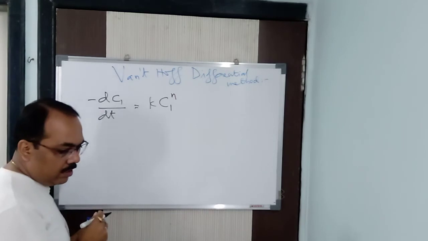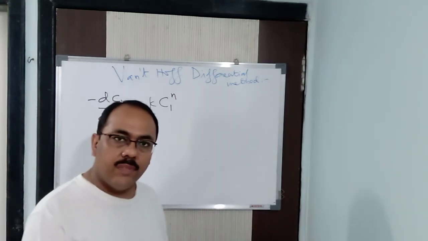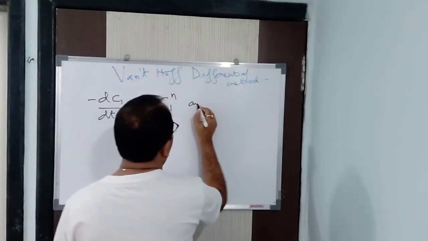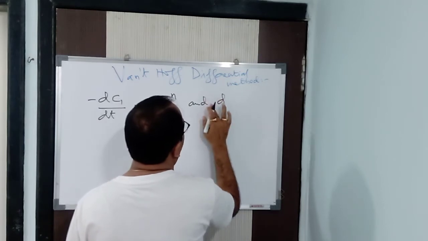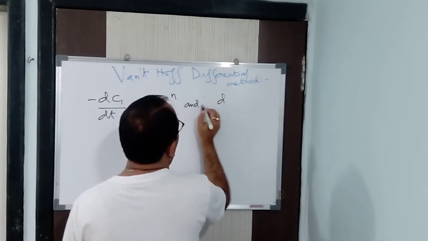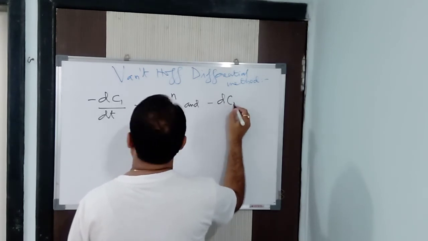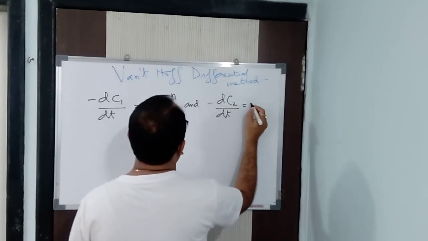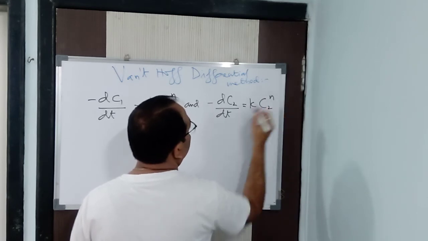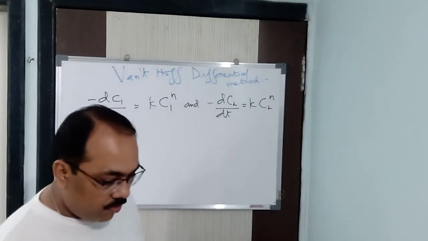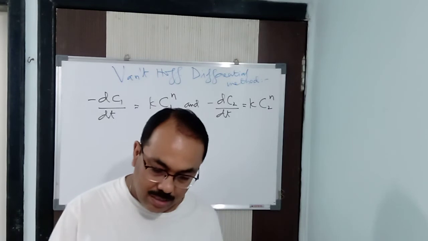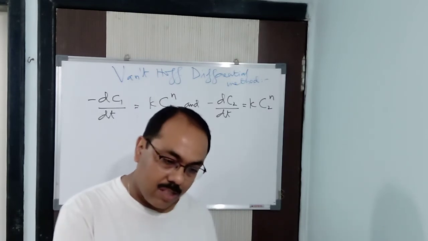KC1, concentration of N, we can say that. Clear? And for another reaction, meaning another concentration, minus dC2 by dt is equal to what? It will be KC2^N. Finished. For two different concentrations, I am starting the reaction with two different concentrations. One is C1, another is C2.